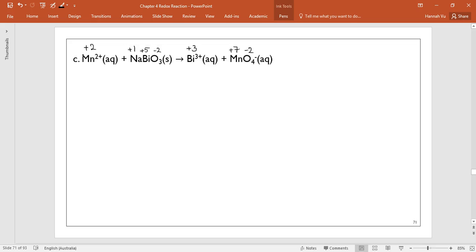So manganese has an increase in oxidation number from +2 to +7, which means that it has undergone oxidation and it itself is the reducing agent. On the other hand, bismuth in this has gone from +5 to +3, so it is the oxidizing agent.